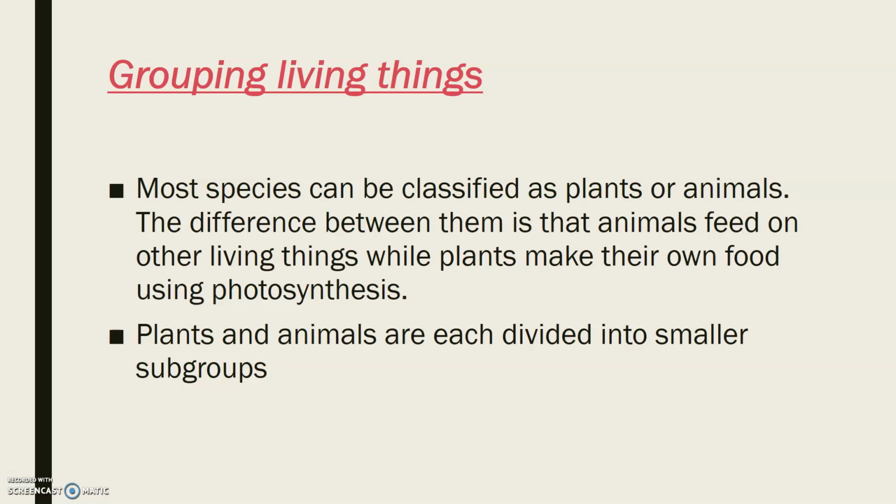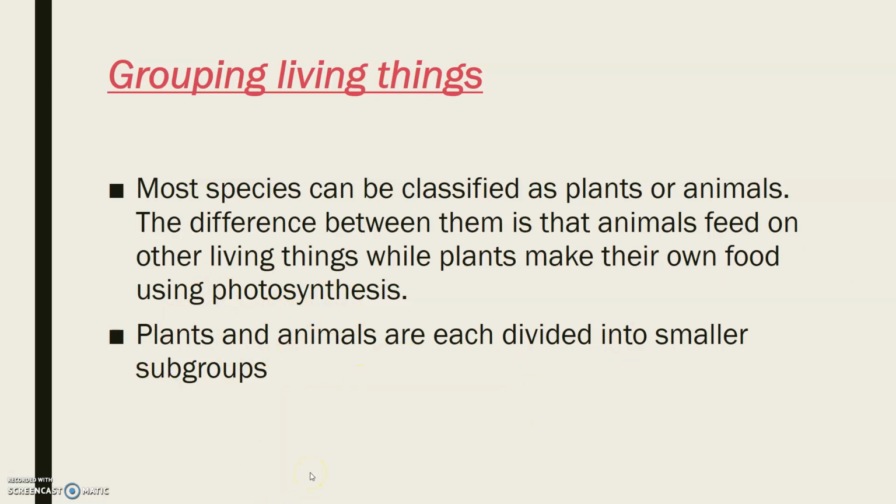In ancient times, living organisms were classified into two groups: plants and animals. Just by seeing a living organism, we can understand whether it is a plant or an animal. It is very easy to identify, right? The difference between them is that animals feed on other living things while plants make their own food using photosynthesis. Plants and animals are each divided into smaller subgroups.